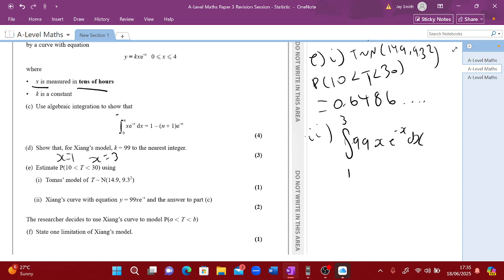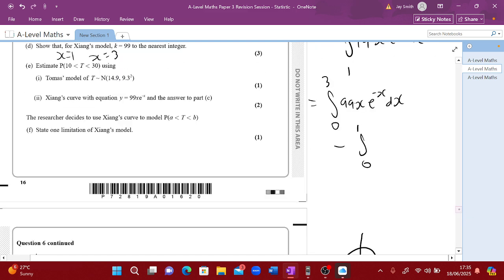But the problem is we're only going between n and 0. So actually we can alternatively say this is the same as the integral between 3 and 0 of 99 x e to the minus x, minus the integral between 1 and 0, because then that would give us strictly the area between 3 and 1. Hopefully you can see that, right? So that's going to be the integral, minus the integral between 1 and 0 of 99x e to the minus x dx.